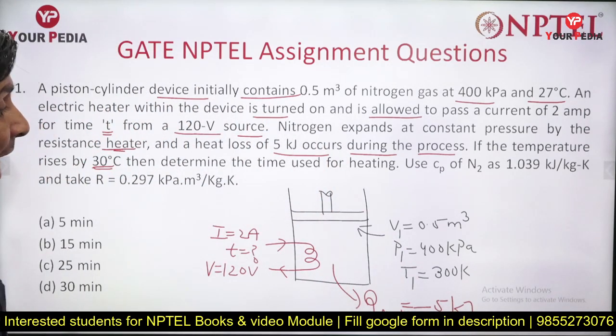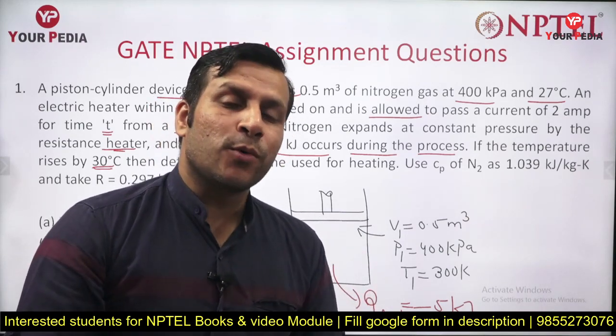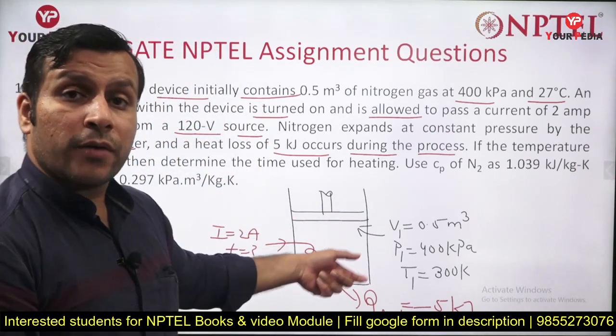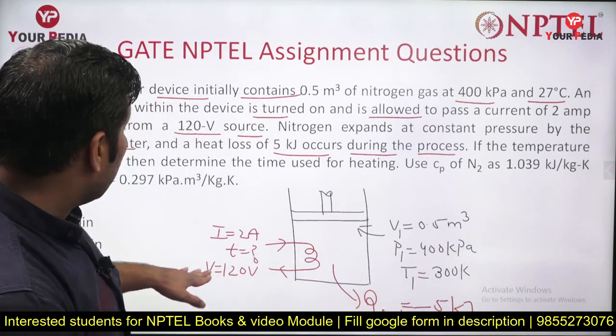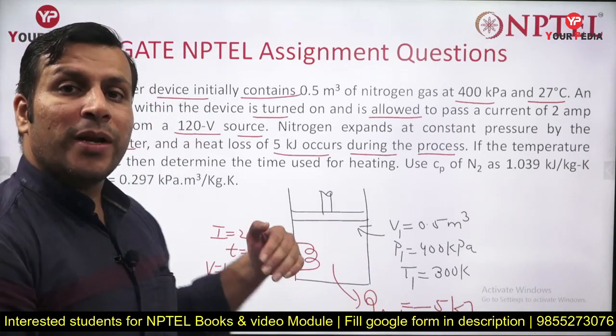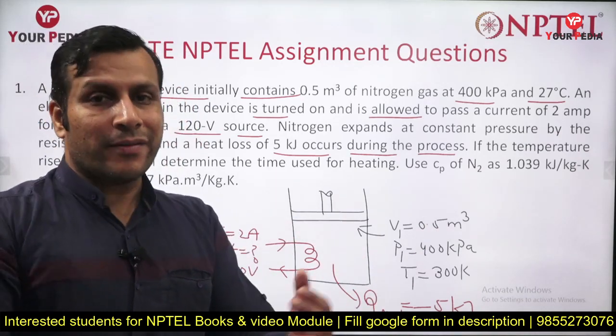Heat added to the system is positive, heat rejected by the system is negative, work done by the system is positive and work done on the system is negative. So this is the electrical work which you are doing on the system, which is nothing but VIT. VI is the power, and if you multiply that with T, you will get the electrical work input, but that will be negative.